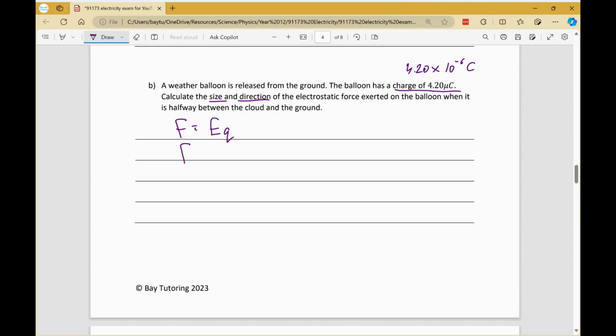Okay, so for us, F equals E, so that was 25,500 times the charge, 4.20 times 10 to the negative 6. And that gives an answer of 0.1071 newtons. But that's not quite the answer because we were asked for size and direction. Now the direction will be upwards.